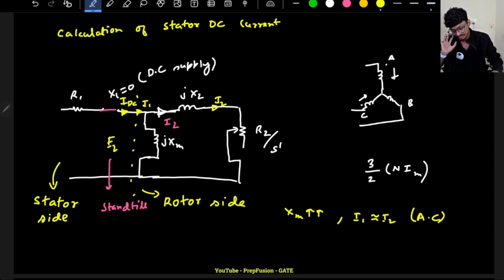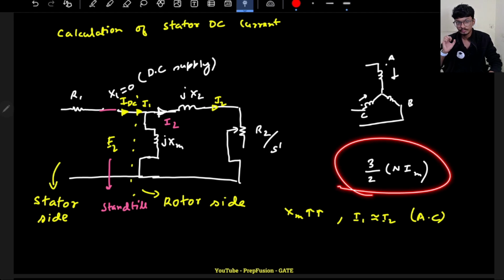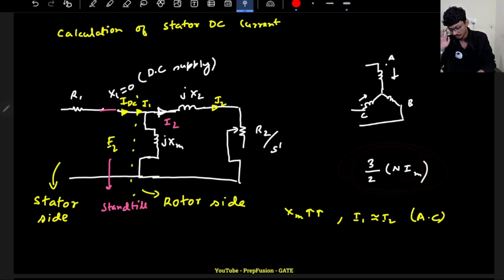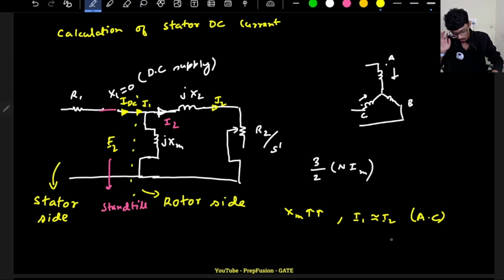So I will fictitiously understand, because what is the task of the stator? The task of the stator is just to provide the MMF. That is the task, right? So fictitiously, if I was supplying an AC current, then this was the MMF that would have been developed. Balanced three-phase AC current, right? 3/2 N into Im. Now what is Im? Basically Im is root 2 times I1, which will be roughly equal to root 2 times I2. So here I can replace this by 3 by 2 into N into root 2 times I2.